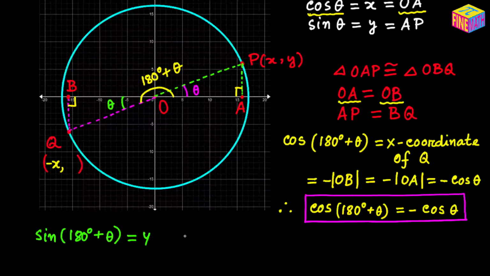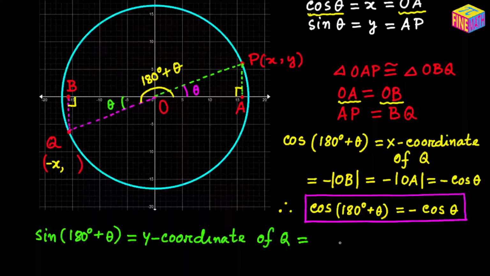And sine of 180 degree plus theta will actually be the y coordinate of the point Q. And if you think about it, the y coordinate is also negative here because the point Q is in the third quadrant, and this y coordinate will be negative of the length BQ. So we can write it as negative of modulus BQ. Now what is BQ? Well, BQ is actually equal to AP right here, as you see in my note, green underline here. So BQ is equal to AP. So can we write it as negative of AP?